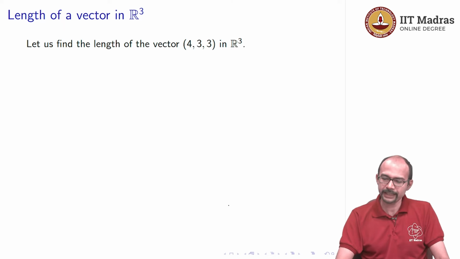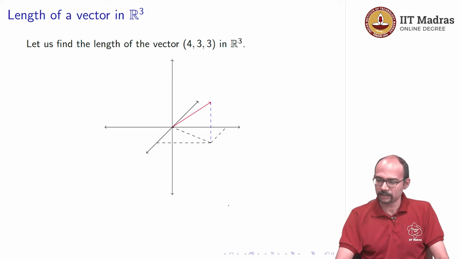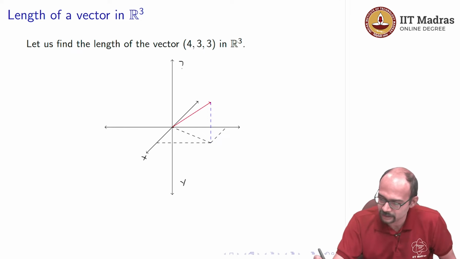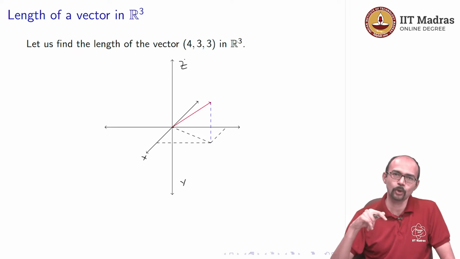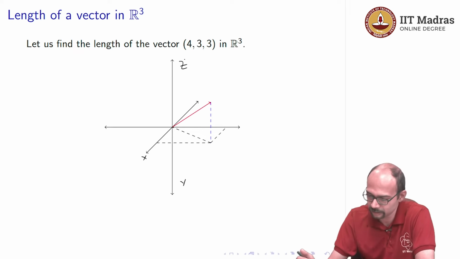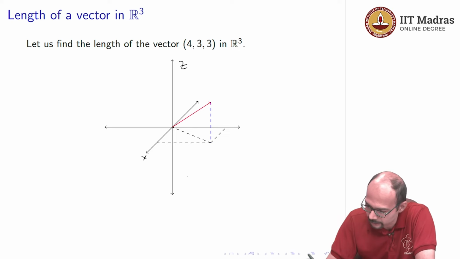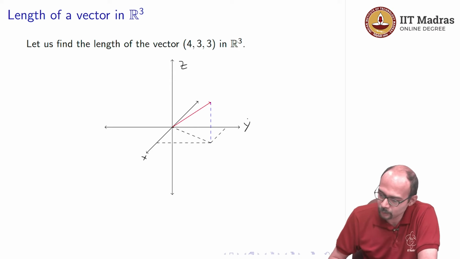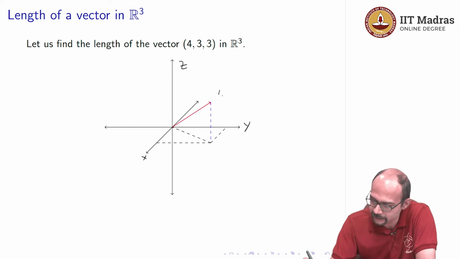Now let's find the length of a vector, let's say (4, 3, 3) in R3. To do this, we will first draw the xyz axes. Let's say this is x, this is y and this is z. This is our right-handed coordinate system. Oops, sorry, this is not y, this is y and that is z. Now if you take the point (x, y, z), you drop a perpendicular. So this is (4, 3, 3).